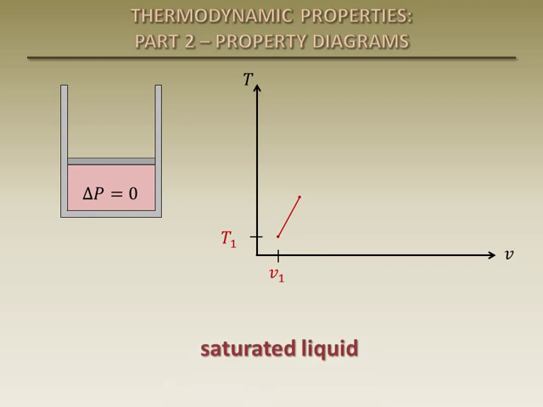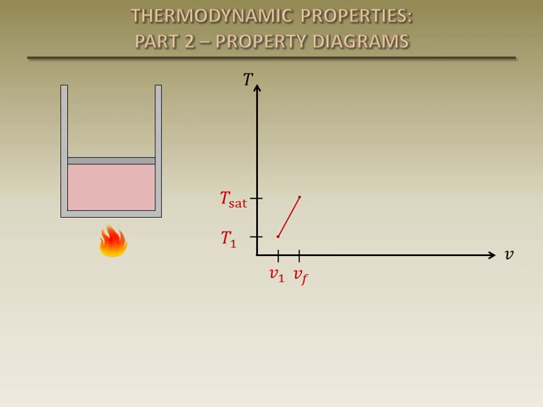At this point, it is still a liquid, but any additional energy added to it will cause some of the liquid to vaporize. The temperature of a saturated liquid is called the saturation temperature, and the specific volume is denoted by Vf. As more energy is added to the system, some of the liquid begins to vaporize, increasing the specific volume. However, note that during the vaporization process, the temperature remains constant at the saturation temperature.